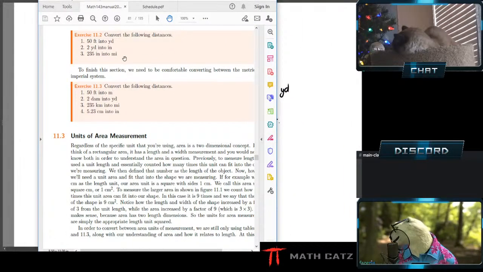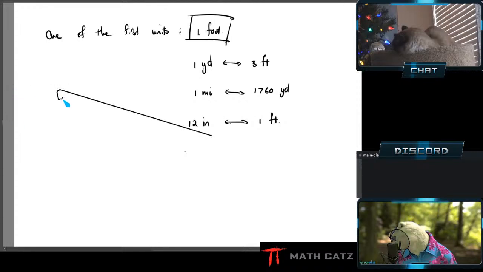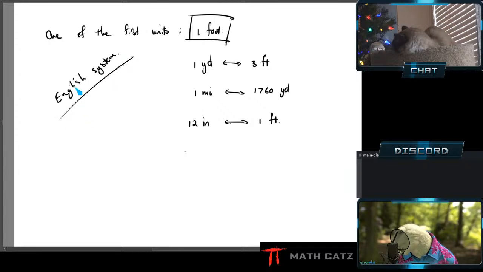So if we now look at exercise, I'm going to do it a little backwards compared to the book. Exercise 11.2. I'm going to do that one first. It says, and this is going to be my basic question: convert the following lengths or distances: 50 feet into yards, 2 yards into inches, the number of inches into miles, and any combination of those within this English system. Let's call this the English system. Right. So let's do that first.